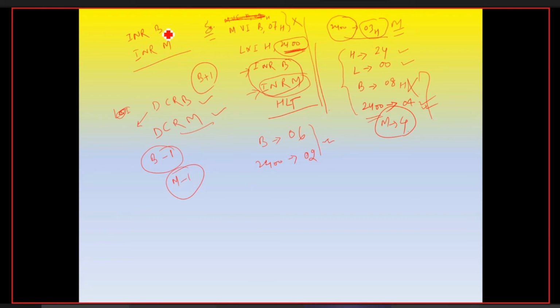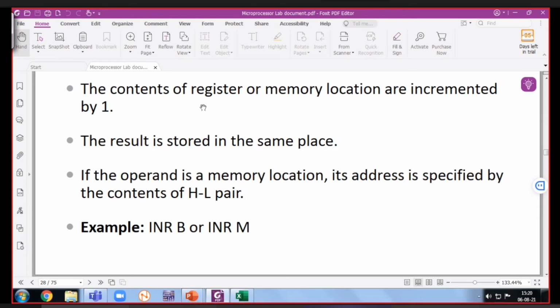Okay, so INRM, INRB, DCRB, DCRM, now it is clear, or any confusion is there? Sir, clear sir. और किन्हीं को confusion? No sir. Okay. So that is INRB or INRM.